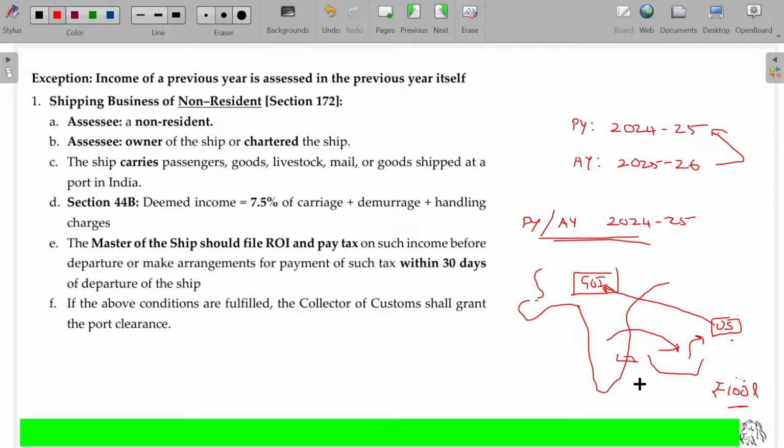Then the ship comes here on 1st July 24. After loading all, it leaves on 15th July 24. Once it leaves the Indian port, what happens? We cannot catch. You might have seen so many Indian business magnates abscond from India after cheating on tax payment, right?